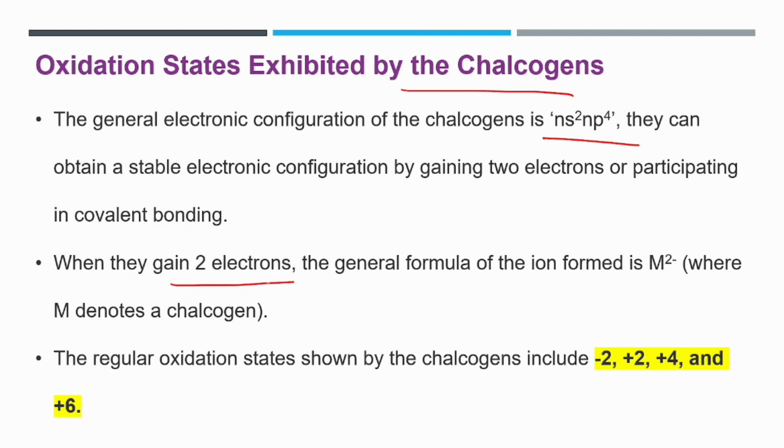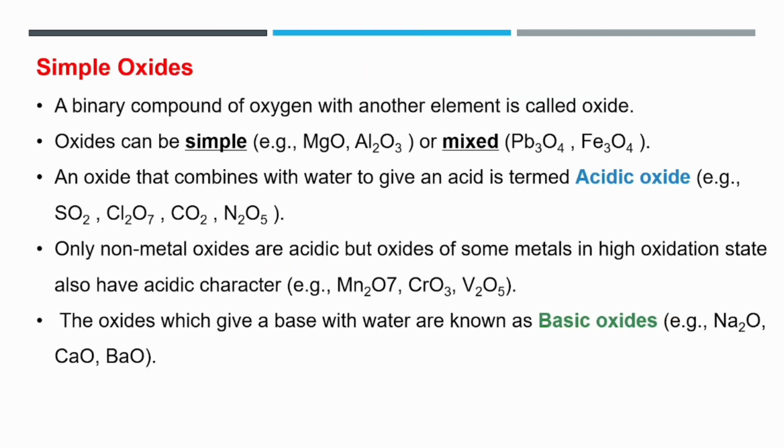They gain 2 electrons, so the general formula will be M2-. Gaining 2 electrons forms M2-. The regular oxidation state shown by the chalcogens is -2, and they can also lose electrons and form +2, +4 and +6 oxidation states. Remember, -2, +2, +4 and +6 are the oxidation states shown by these elements.